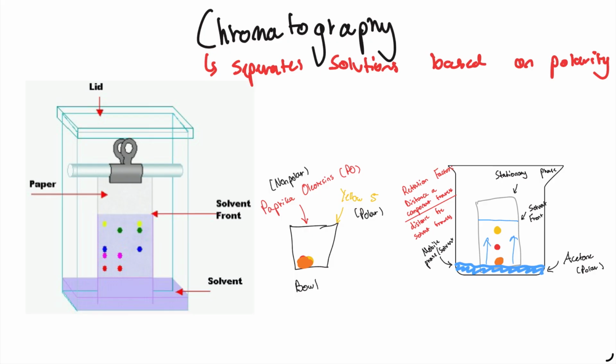There are also other types of chromatography, such as column chromatography and gas chromatography. But the basic idea is always the same. We are separating components based on differences in polarity. And make sure you know this definition. Chromatography will separate a solution into its components based on the polarity of the components.